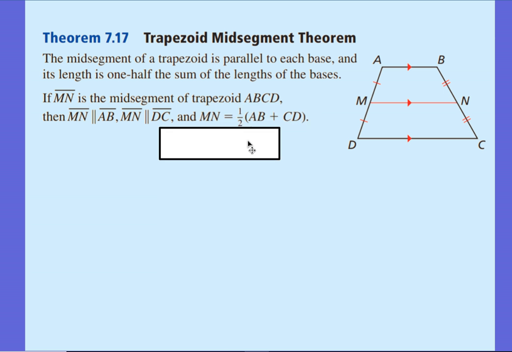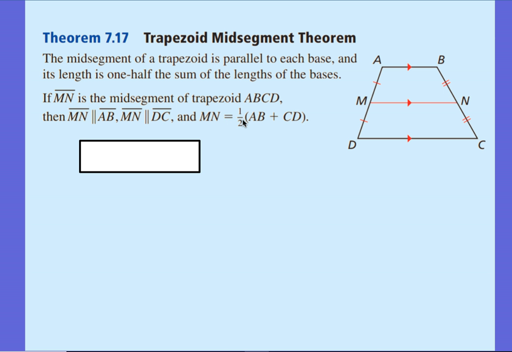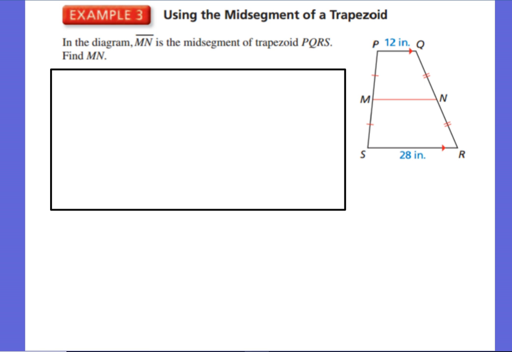The other characteristic is that the midsegment is equal to 1/2 of the sum of the two bases. And so it is equal to 1/2 of AB plus CD. Now just be careful, not the two legs, the two bases. So how can we put this in some application?